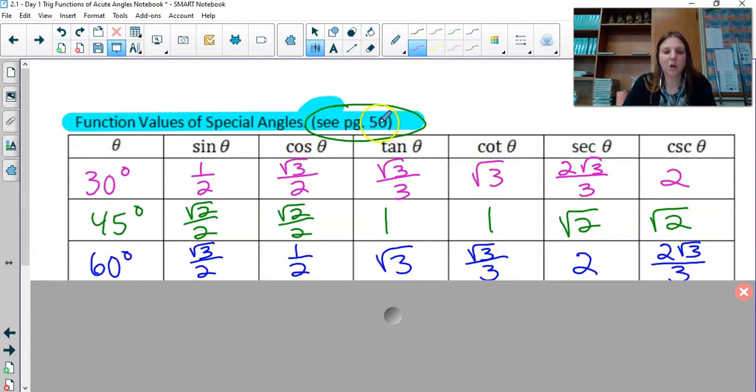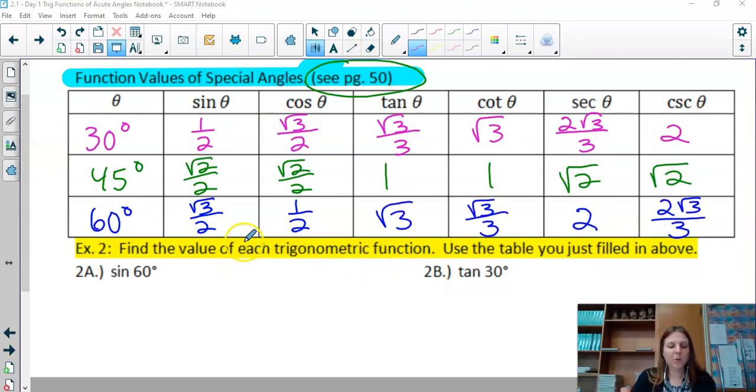So this is the same chart that you'll see on page 50 in the book, but definitely take a few lines and pause the video and copy this down in your notes. So we're going to use this chart, this table of special right triangle values, 30, 60, 90, and 45, 45, 90, to find the value of each trig function that is listed below. So copy down example 2, and you want to copy down 2a and 2b. And go ahead and pause the video so that you can do that now.